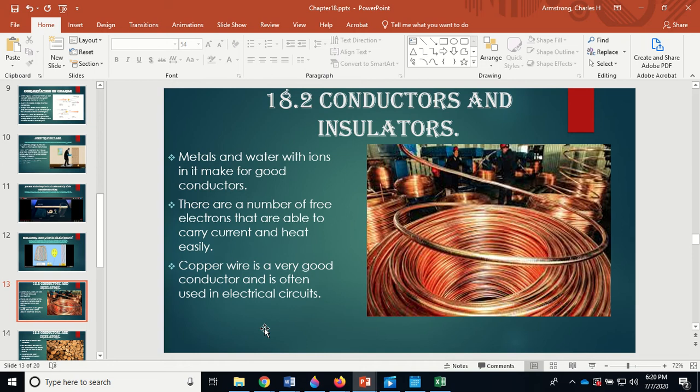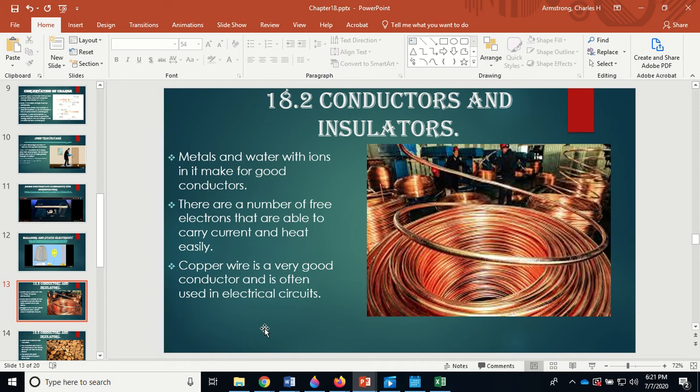So, free electrons, because not all the electrons are required for metals to make their bonds. Some of them just become like orphans, out there by themselves. They're not really attached to a nucleus at all. So they can carry current and heat from one place to another very easily. Copper wire is a very good conductor, and also copper isn't that expensive.